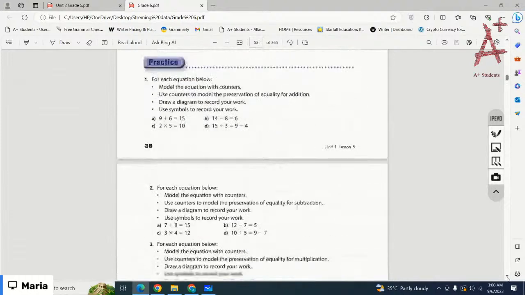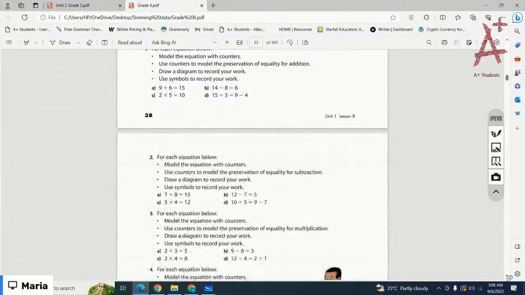Okay, let's just start with question number two. I'm not going to make a counters model on the board, right? For each equation below, model the equation with counters. Use counters to model the preservation of equality. For subtraction, draw a diagram to record your work. Use symbols to record your work. The equation is 7 plus 8 equals 15, right?